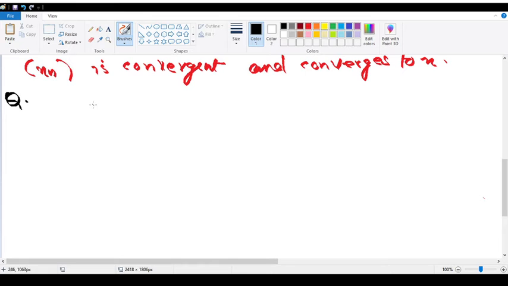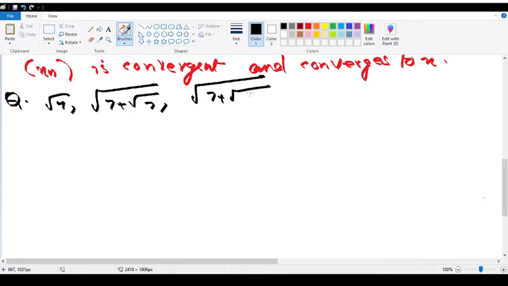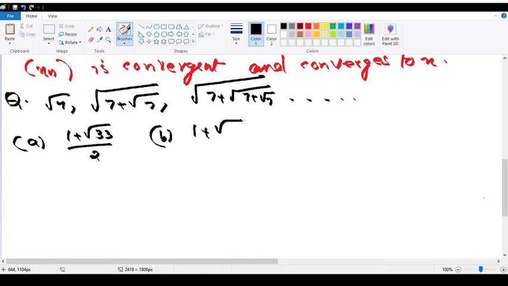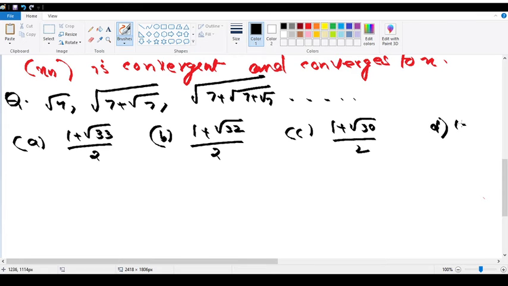Yes, ma'am. Okay. Next. The sequence root 7, root of 7 plus root 7, root of 7 plus root of 7 plus root 7, etc., is a sequence that converges to which limit? First option: 1 plus root 33 by 2. Second option: 1 plus root 32 by 2. Third option: 1 plus root 30 by 2. Last option: 1 plus root 29 by 2. Which option is right?